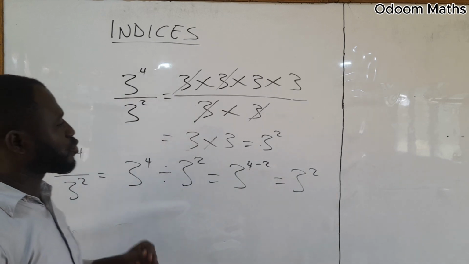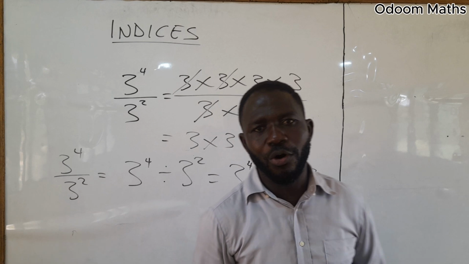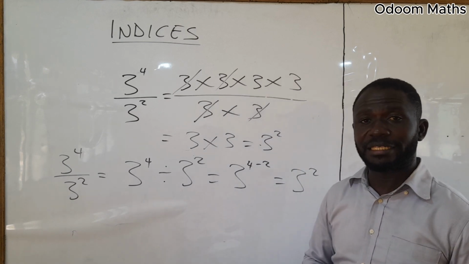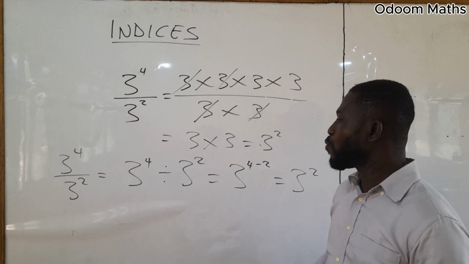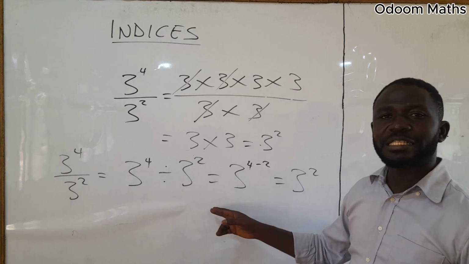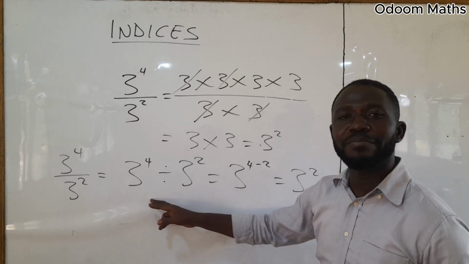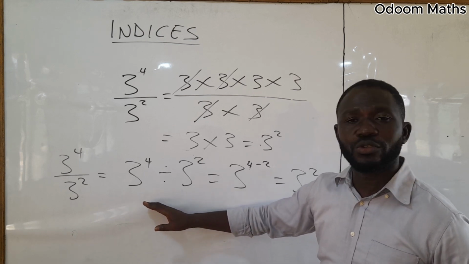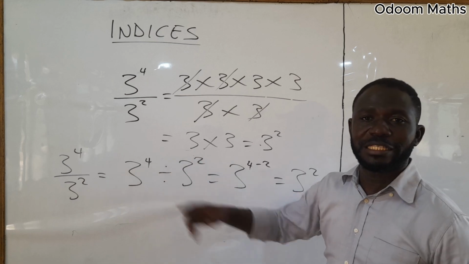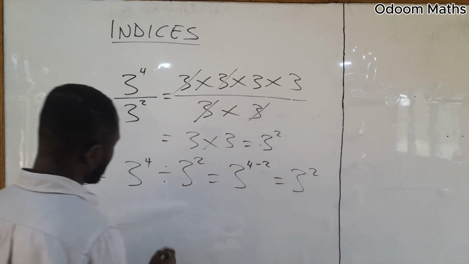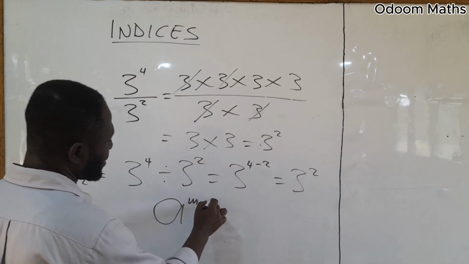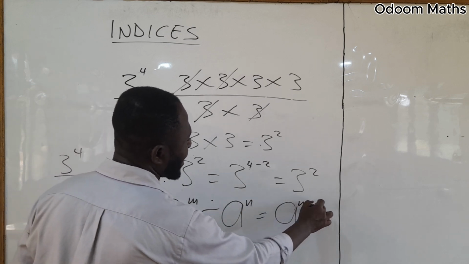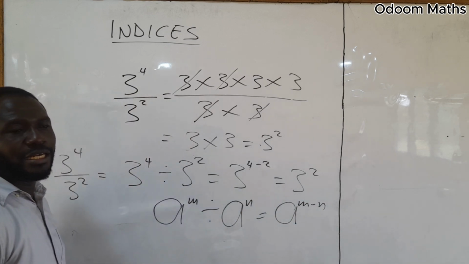Now this also brings us to the second law of indices. That is, I am making it second. The second law of indices states that when two numbers are divided and they are of the same base, or if they are variables, of the same variable, we just subtract the powers. So it states a to the power m divided by a to the power n becomes a to the power m minus n.